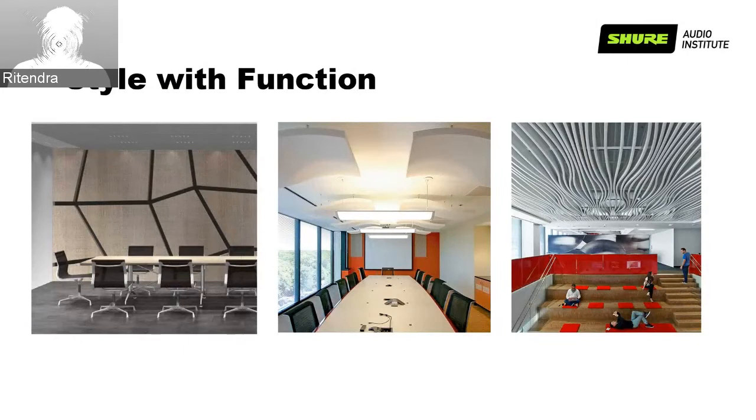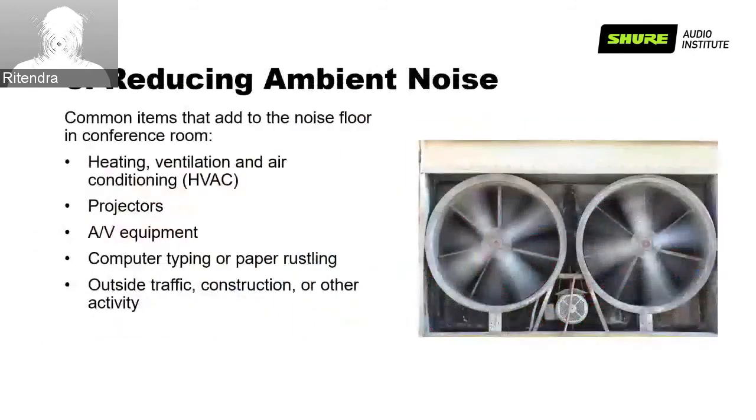Right? Now, let's move to the next topic about reducing the ambient noise. There are common items that add to the noise floor in a conference room. For example, heating, ventilation, and air conditioning, HVAC noise, and projector fans, which can be noisy as well. AV equipment, if the rack is placed in the room itself and has fans, can add ambient noise. Computer typing, people rustling, outside traffic, construction, or other activity can also be part of the ambient noise. So it is very important to manage and reduce this ambient noise.